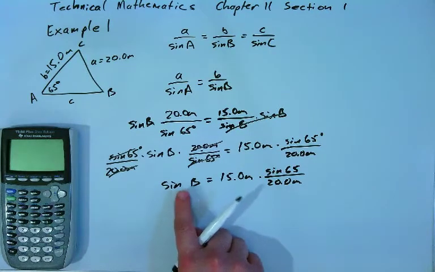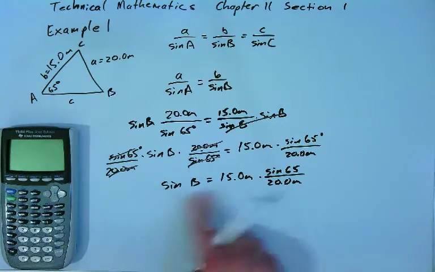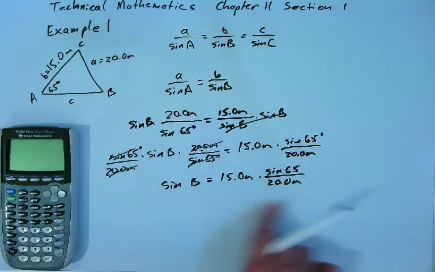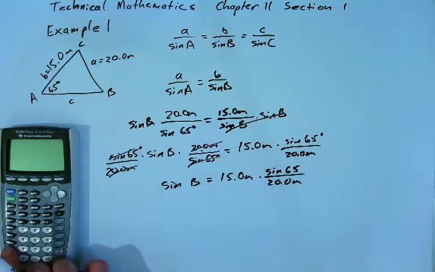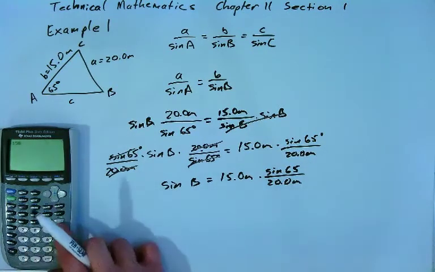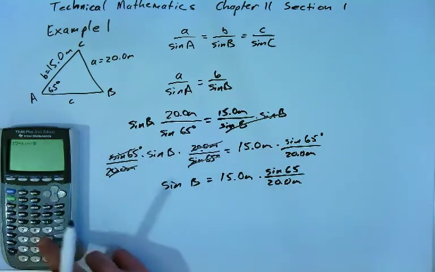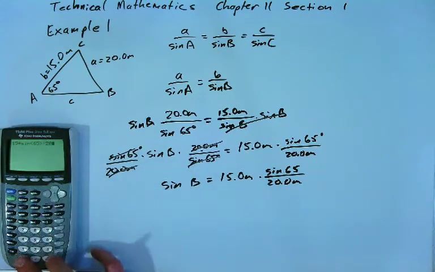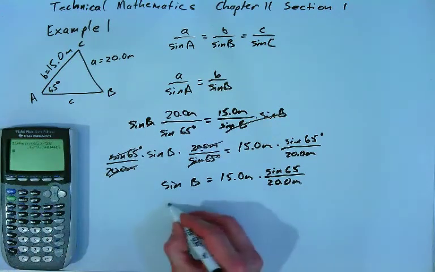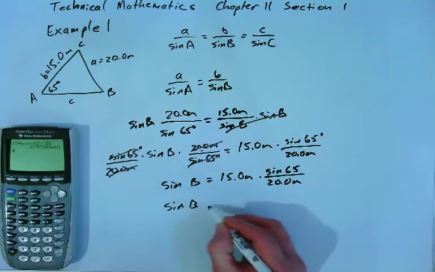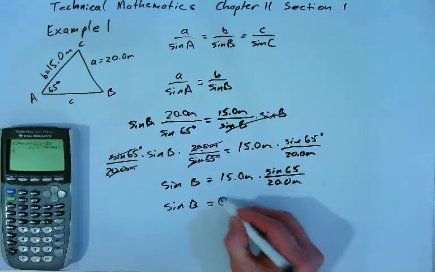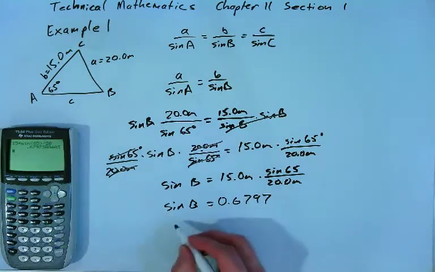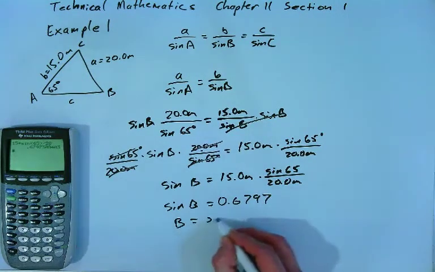Now, I don't want to solve for the sine of B, I want to solve for just B, so I need to take the inverse sine of both sides. I might go ahead and work this out first, and then take the inverse sine of both sides. So I have 15 times the sine of 65, close parentheses, divided by 20 meters, and we get that the sine B will be equal to 0.6797.